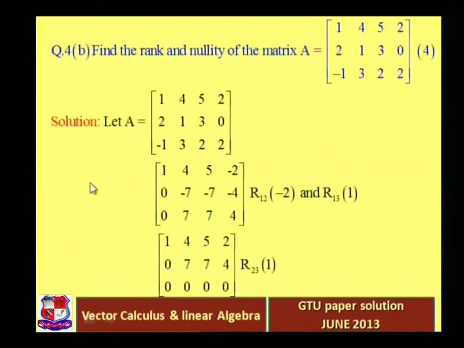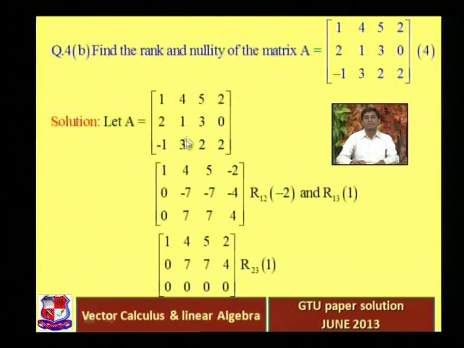Here is the solution. A is equal to the matrix with rows 1 4 5 2, 2 1 3 0, and minus 1 3 2 2. First we have to convert this matrix into row echelon form. As I told you, you should know the meaning of row echelon form and how to convert any matrix into row echelon form. In the first row, this is our leading entry. Below that leading entry I want 0, so we multiply the first row with minus 2 and add into the second row, and multiply the first row with 1 and add into the third row.